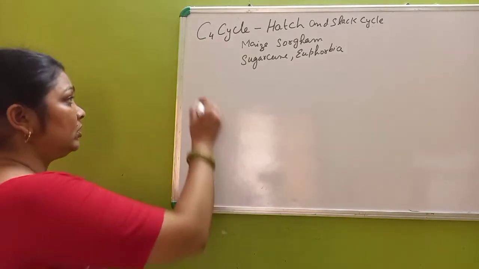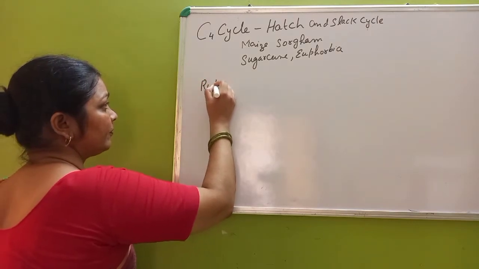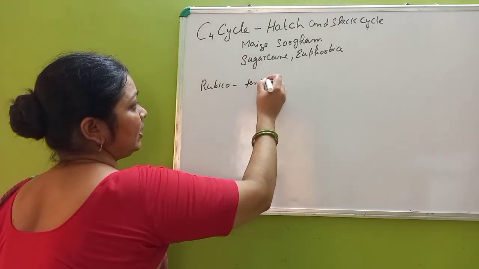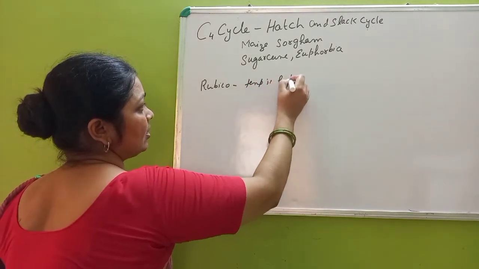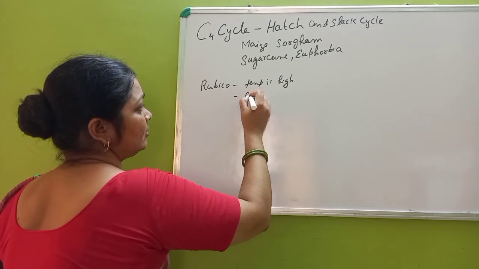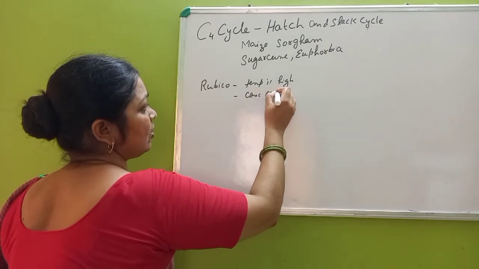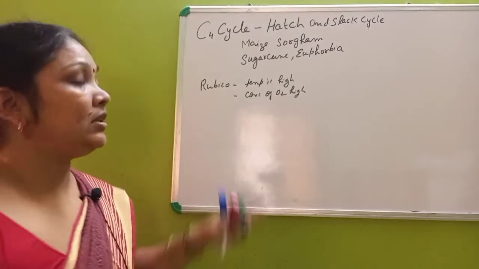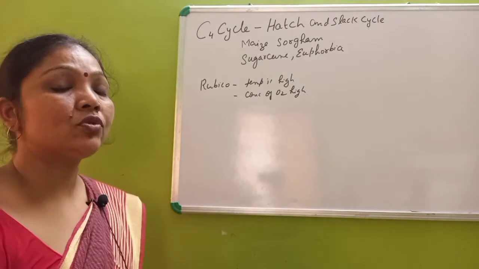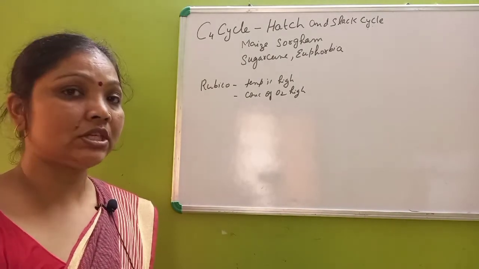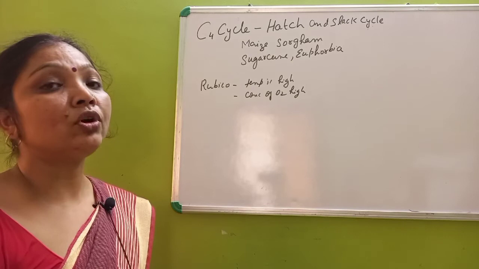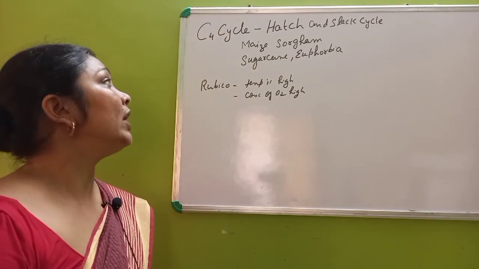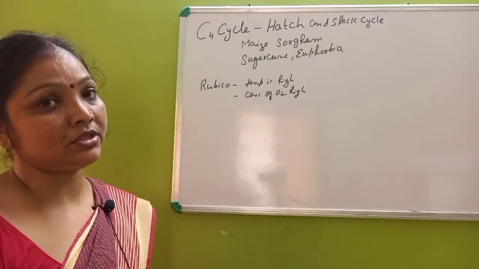Actually, we know that the behavior of rubisco changes when temperature is high and the concentration of oxygen is also high. We all know that in this condition the rubisco starts behaving as oxygenase instead of carboxylase. So to overcome this problem, the plant has adapted itself so that rubisco cannot act as oxygenase.